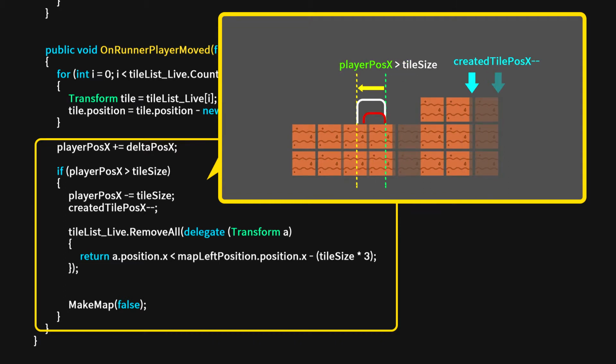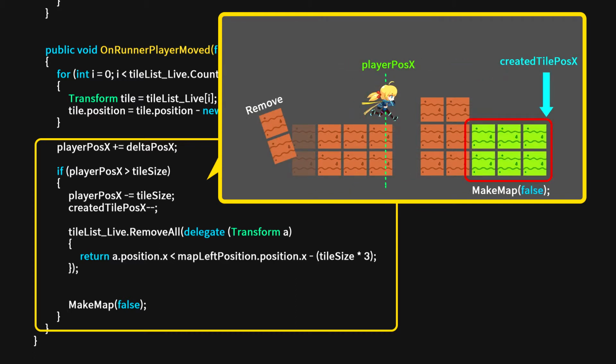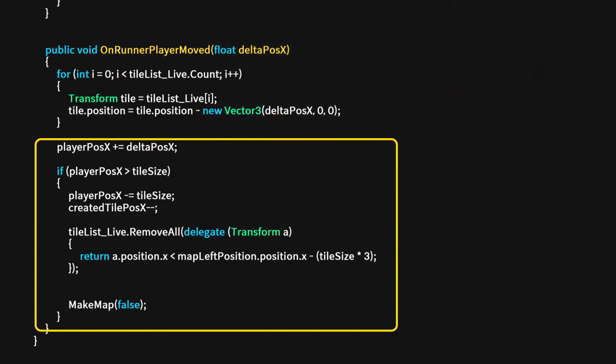If the character has moved more than the size of the tile, you must create a new terrain. This is the case if player pose X is larger than tile size in the if statement. First, subtract tile size from player pose X. And since the index of the tile map is changed, created tile pose X is reduced by 1. Move to the left to exclude tiles that leave the screen from the tile map. I removed the tiles that were moved to the left, a lot more than map left position, from the list, using the list function remove all. Finally, we call make map to create a new terrain.